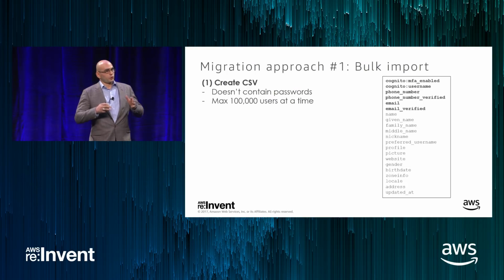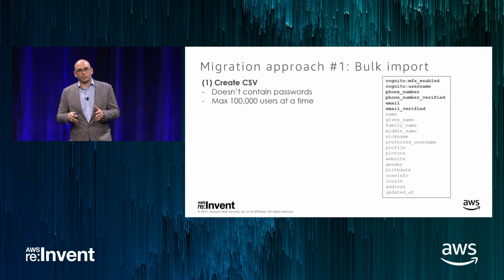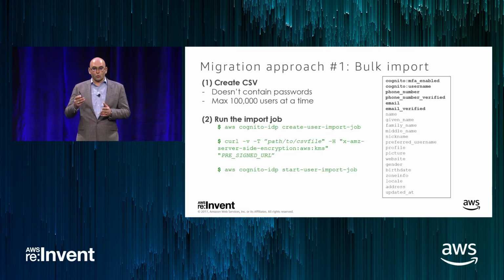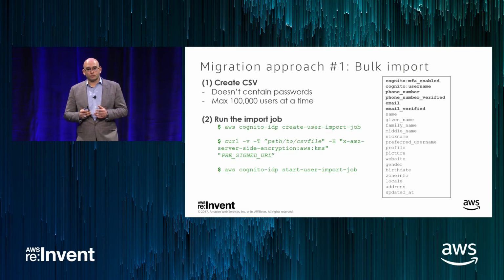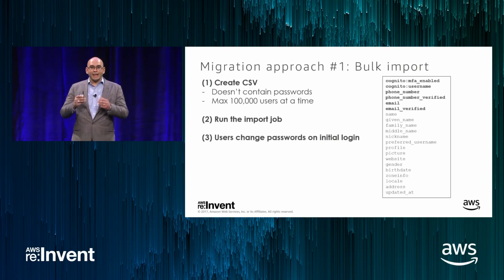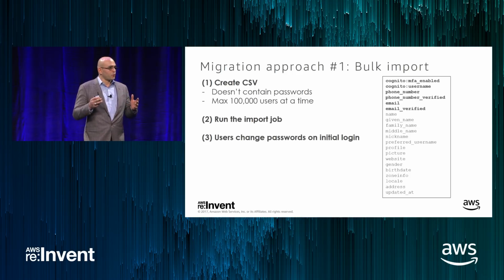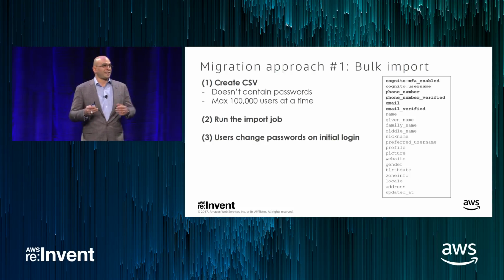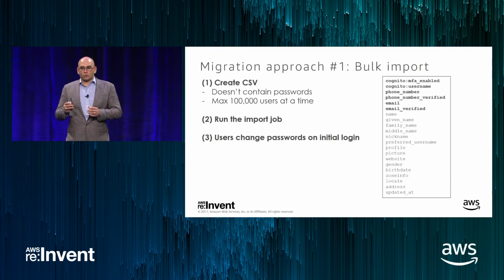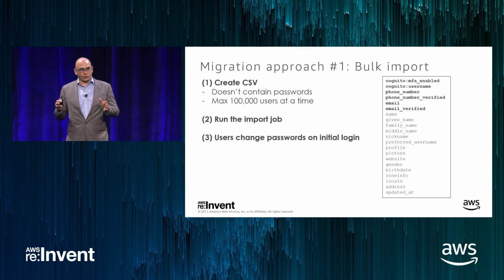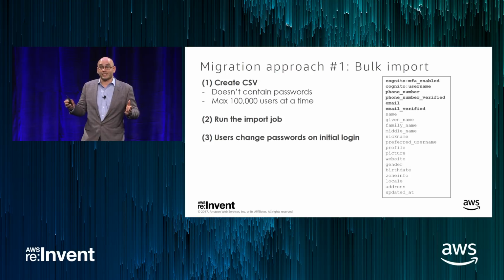You export users from your current user directory. You create a CSV file from them. And then you run an import job and repeat. And then what's going to happen is you need to inform your users that they will have to reset their password. So let's assume you want a more seamless migration, and you don't want your users to have to reset their passwords.